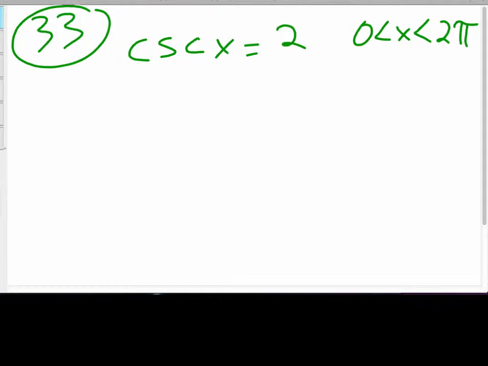Reciprocal of sine. So what I could do is I can graph this. So really this is the same as saying 1 over sine of x is equal to 2. Now it doesn't specify how we solve. We could just do the inverse. That's one way to do it. You could just do it on your calculator.